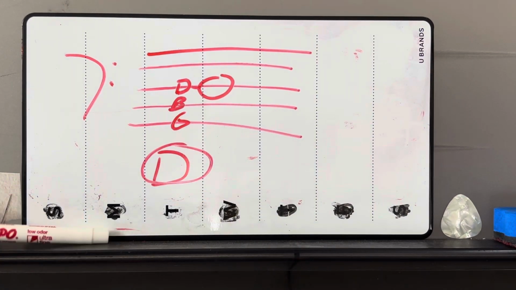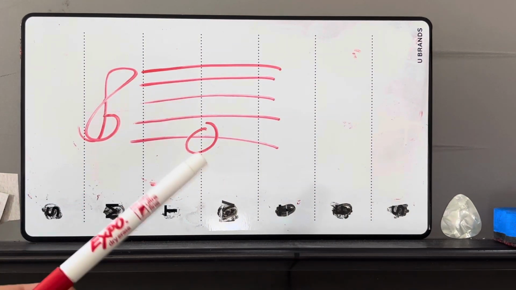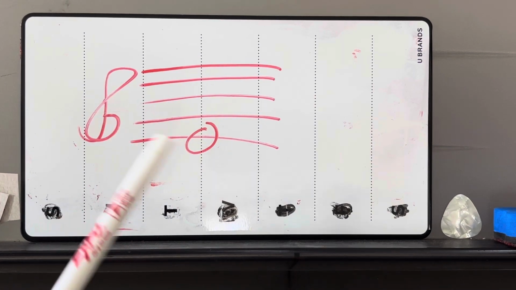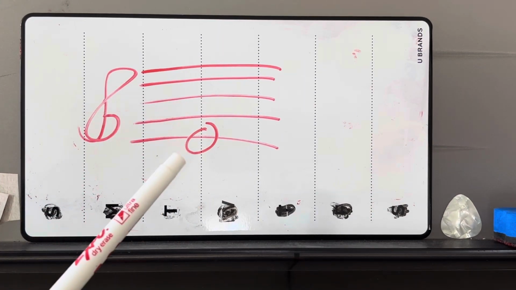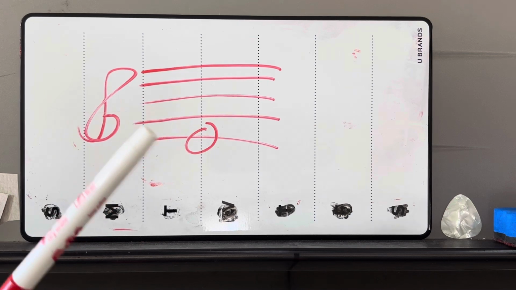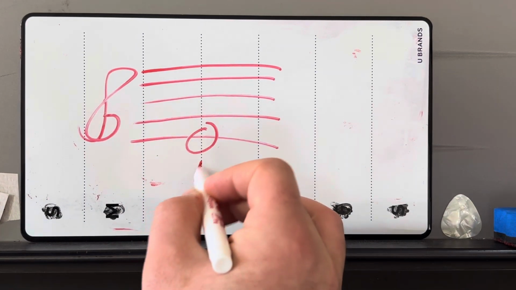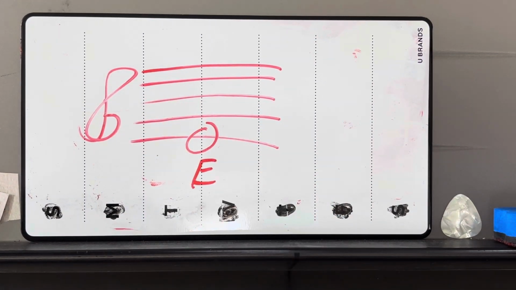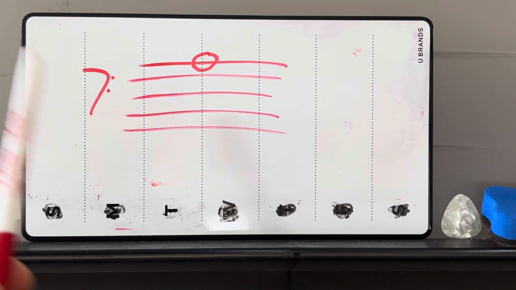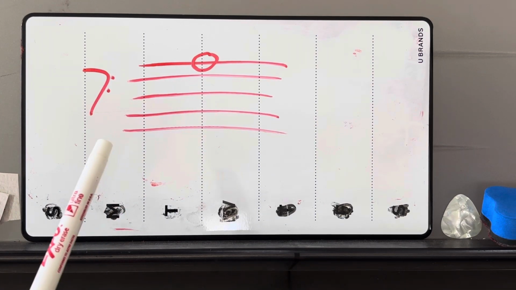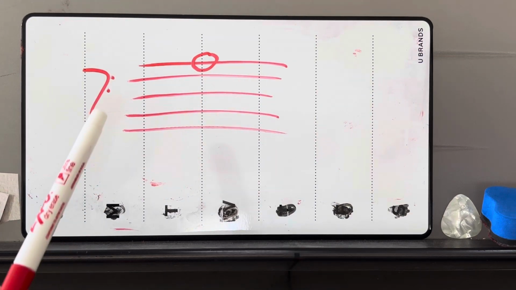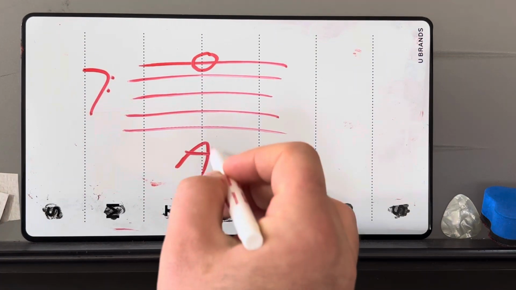Here comes question 3. Okay, this time I'm not gonna explain anything. I'll just give you a few seconds to figure it out, or you could pause the video. The answer is E. It is a line note in treble clef. Question 4 coming at you. Okay, give you a few seconds or pause the video, and the answer is A.